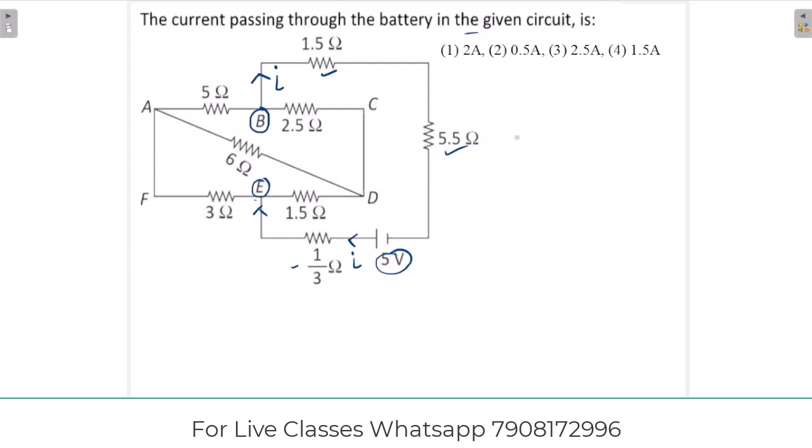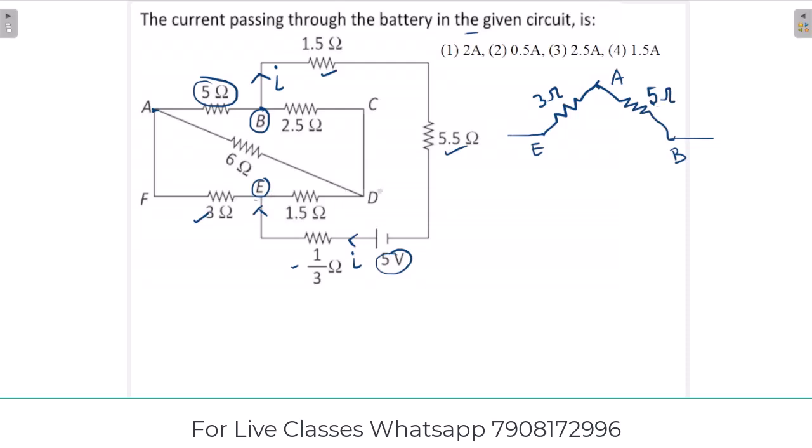Now if we redraw this, take this point as E and this as B. From E it goes through 3 ohm resistance and comes to the point A. So from E to A there is a 3 ohm resistance. Now from A to B there is a 5 ohm resistance, so draw this resistance of 5 ohm.